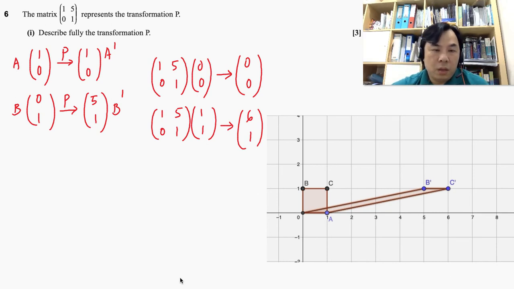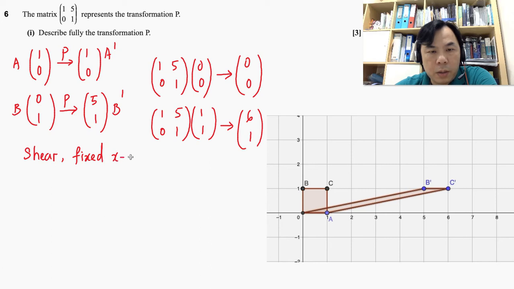You can see that the effect of this transformation matrix is a shear. First of all, you have to recognize that the name for this transformation effect is called shear. You will notice that there is no change to the coordinates lying on the x-axis. So we'll say that this is a shear fixed on the x-axis, with a shear factor of.